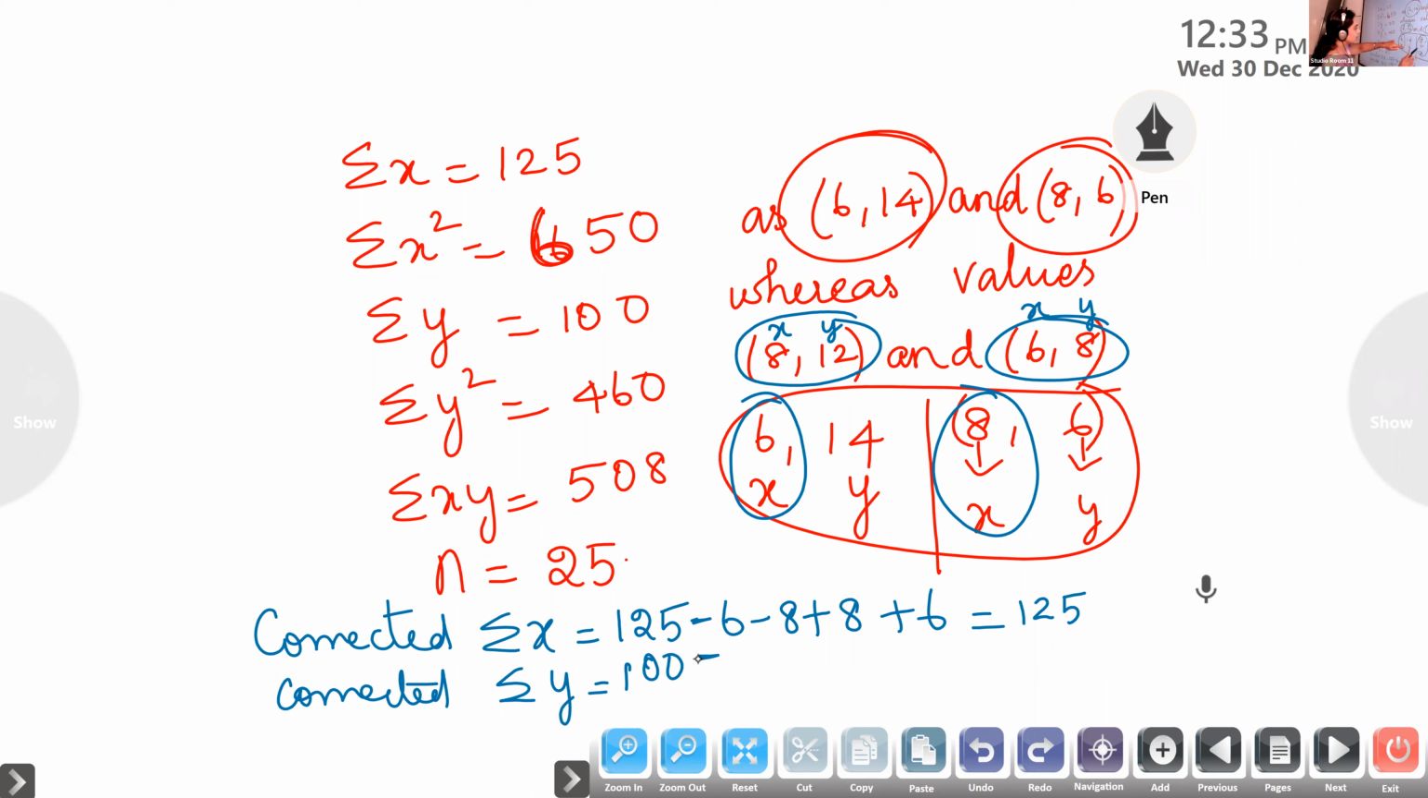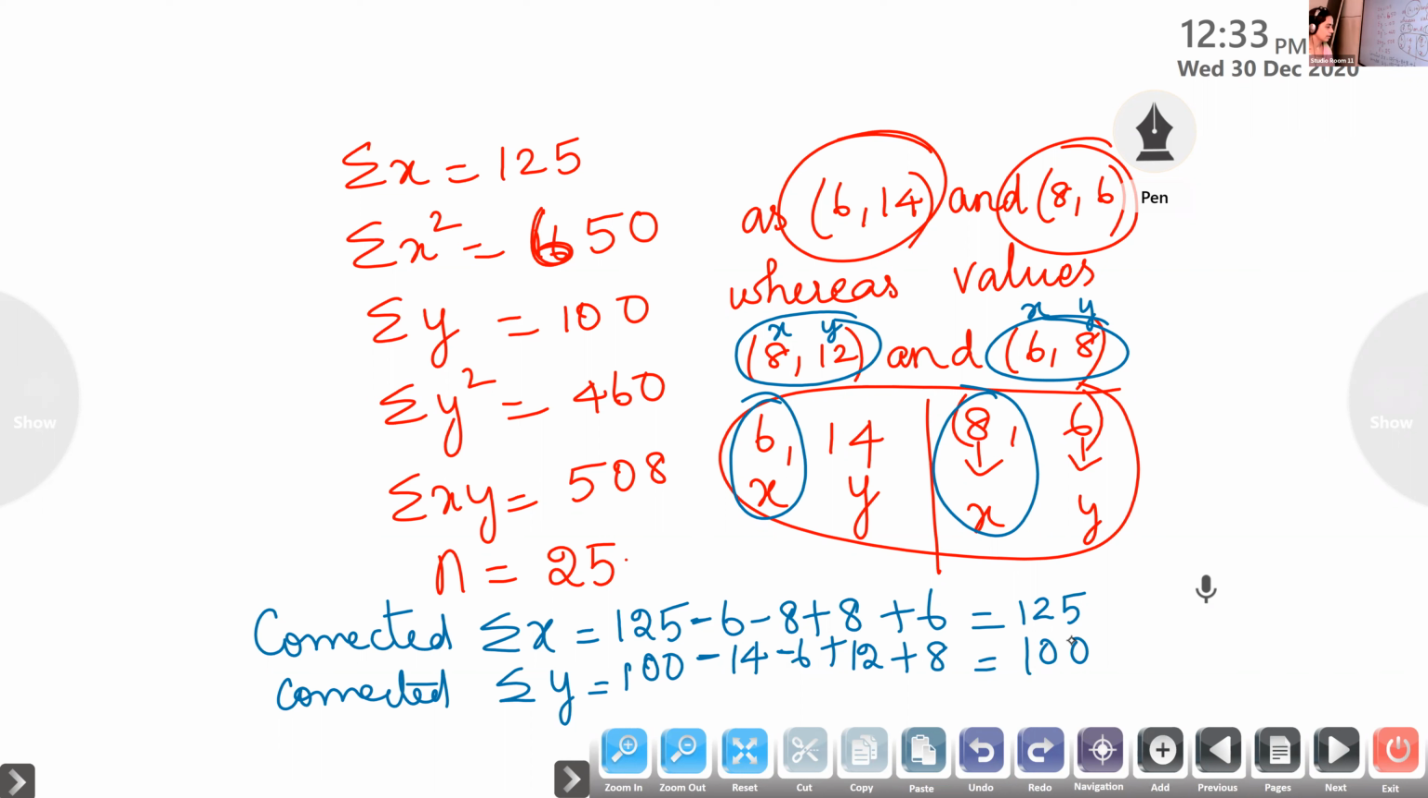So which are the y values? 14, sorry, 14 and 6. And we have to add the correct y values. Corrected y values are 12 and 8. So what is the answer? I think here also positive 20 and negative 20 will get cancelled. So it is again 100 itself. There is no change, isn't it? It is corrected sigma y.